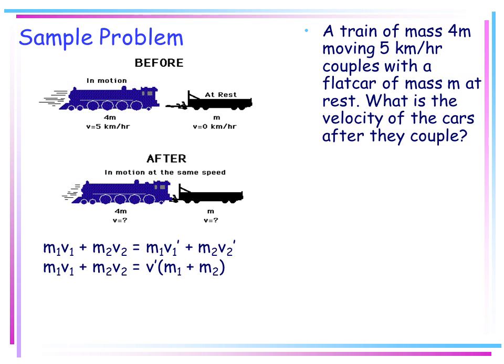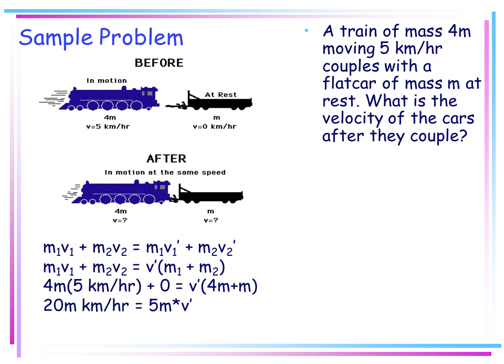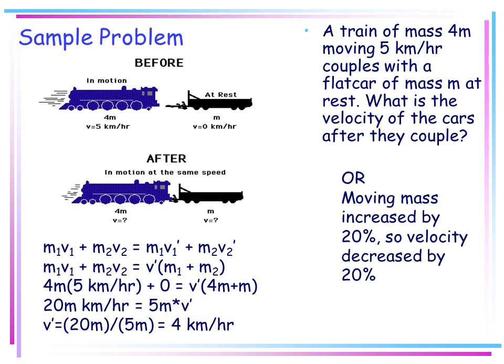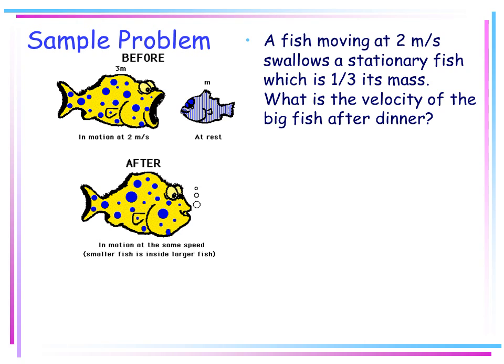Well, same approach. One mass moving afterwards. Realize there are no given masses, so we're carrying this m: 4m for the mass of the train car, plus m for the moving mass after the collision. So that's 20 masses times kilometers per hour equals 5 masses times the velocity after. So the masses will cancel out. 20 divided by 5 is 4 kilometers per hour. Or the moving mass increased by 25%, so the velocity is going to decrease by 20%.